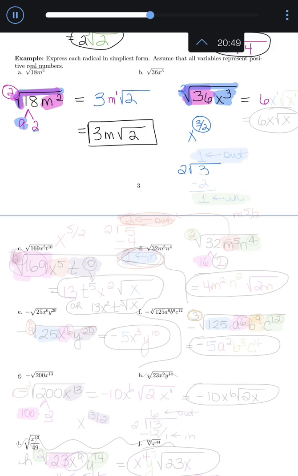2 divides into 3, old school, long-hand. 2 goes into 3 1 time as 2 with a remainder of 1. So what this means is one of the x's came out, and we have a remainder of 1, which means there was 1 left over on the inside. So the 1 x that's coming out is going to come out as an x to the first power on the outside. The 1 x that is left on the inside is going to be inside of the square root as a leftover. Again, there's only one of them, that's why it's to the first power.